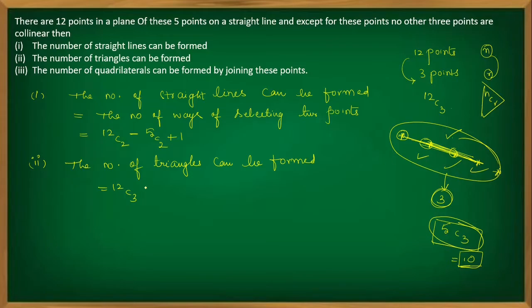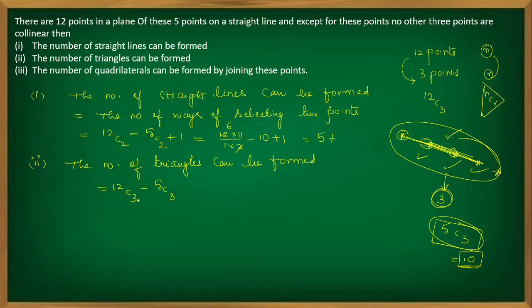So what you have to do here is subtract 5C3. The number of triangles that can be formed is 12C3 minus 5C3. If you want, you can calculate all these numbers. For example, for the lines, 12C2 is 12 into 11 by 1 into 2, minus 5C2, which is 10. So 66 minus 10 is 56, plus 1. Therefore you get 57 straight lines that can be formed.